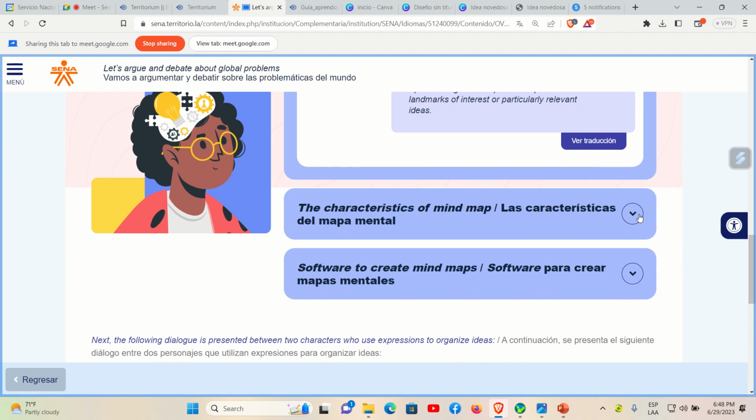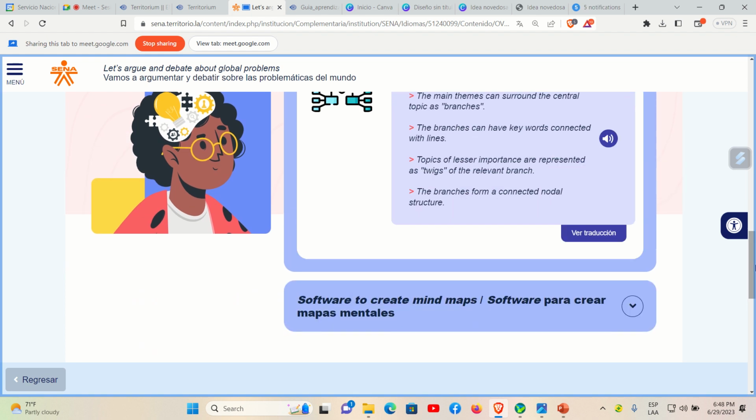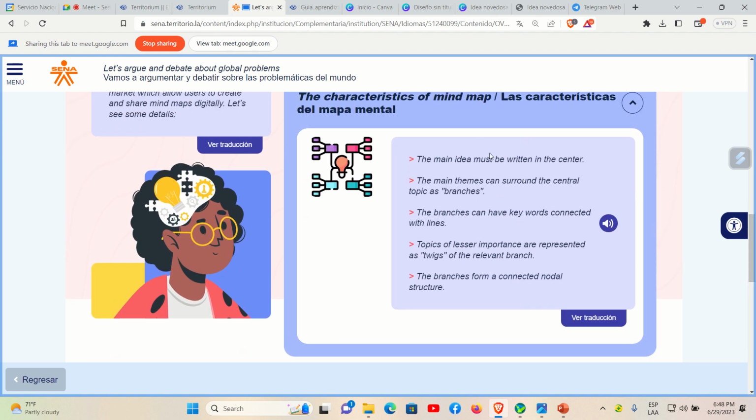The characteristics of a mind map, for instance. The main idea must be written in the center. Okay, did you remember that I told you in the center, just right in the middle? The main themes can surround the central topic as branches. The branches can have keywords connected with lines. Topics of lesser importance are represented as twigs of the relevant branch. The branches form a connected neural structure.